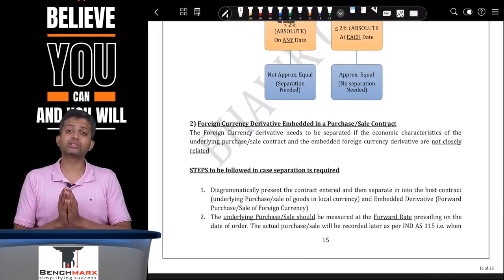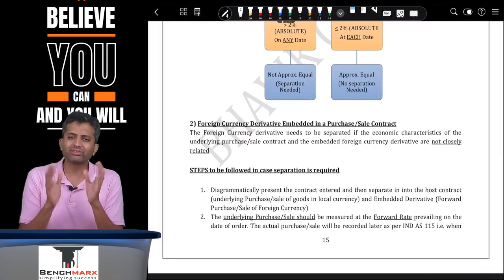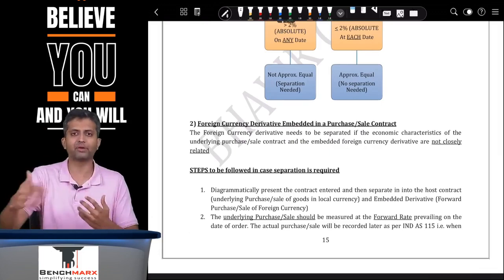The second case is if there is foreign currency embedded in a foreign currency purchase or sale contract. Now again, this is something where a lot of students get confused, especially after studying their SFM.